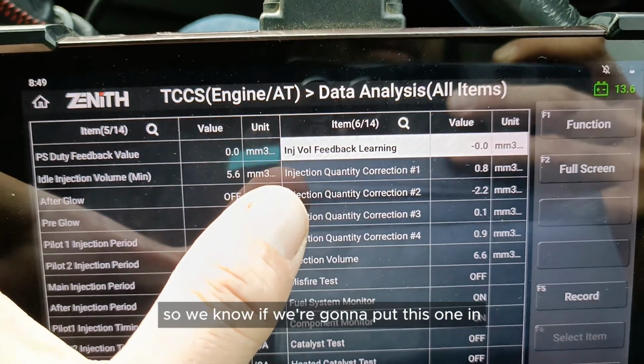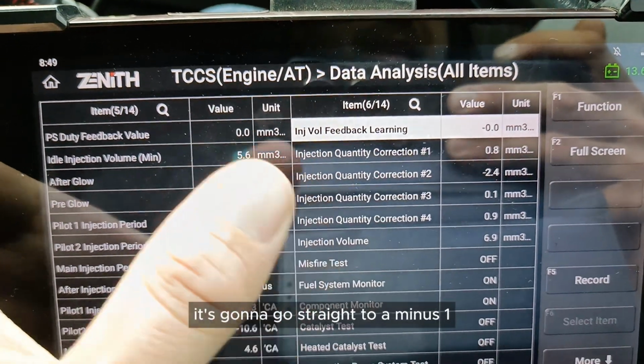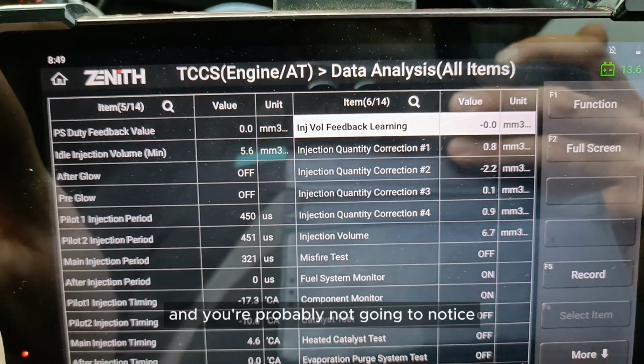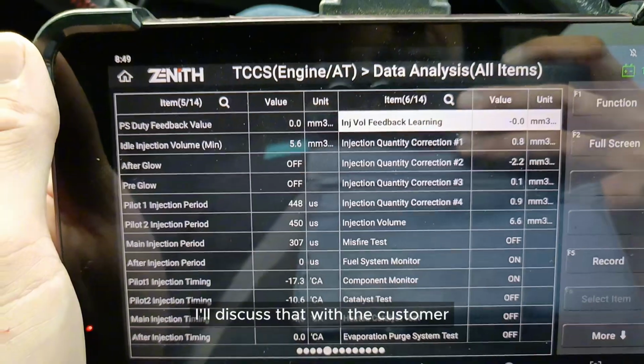So we know if we're going to put this one in, it's going to go straight to a -1, even if everything else is perfect. But that's probably not a bad outcome, and you're probably not going to notice. But anyway, I'll discuss that with the customer.